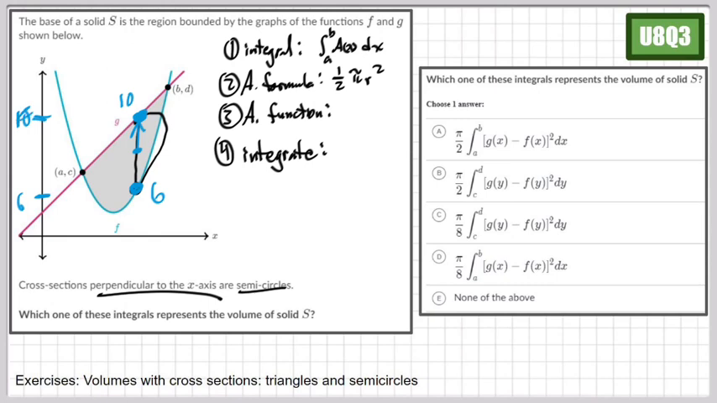But we don't know this and we don't know this, so we're going to call this G and this F. So what would I have to write to find my diameter? My diameter would be G minus F. But I don't need diameter, I need a radius, unless you have the formula with diameter in it, which we don't. So just divide it by 2.